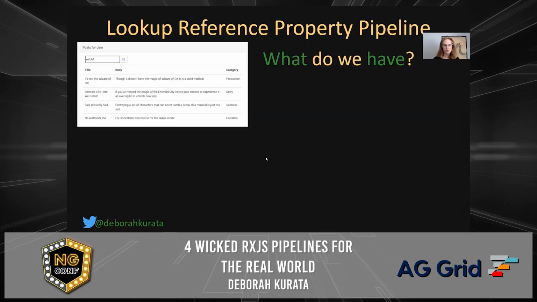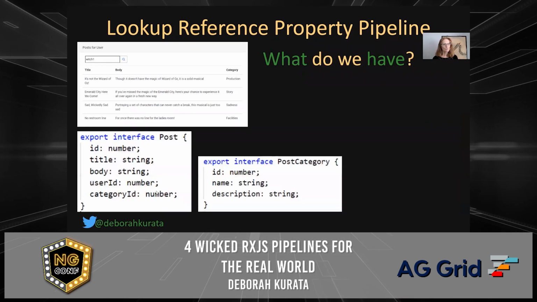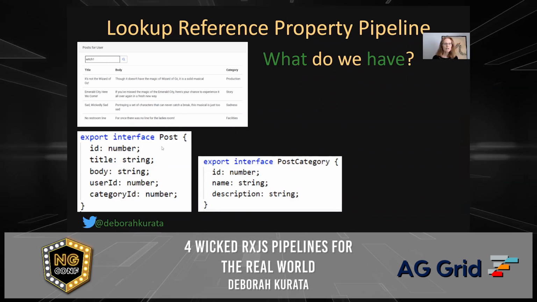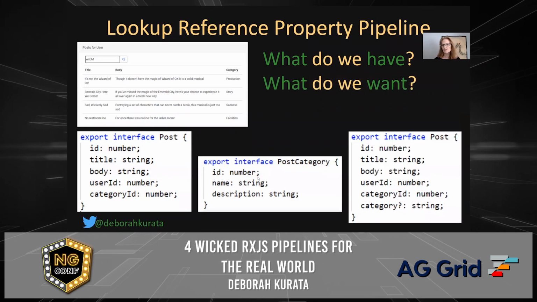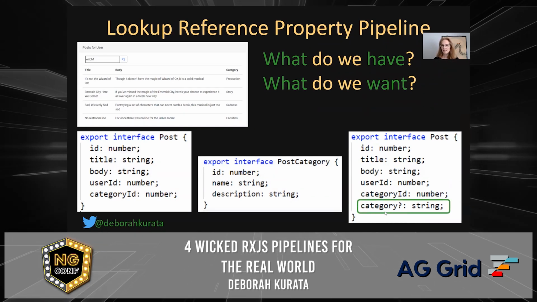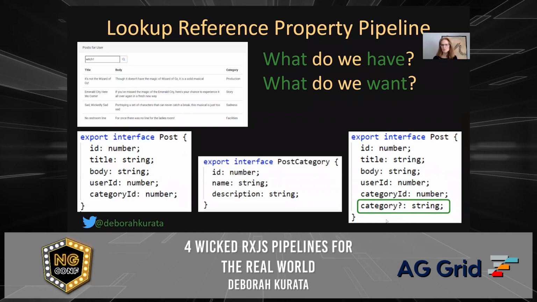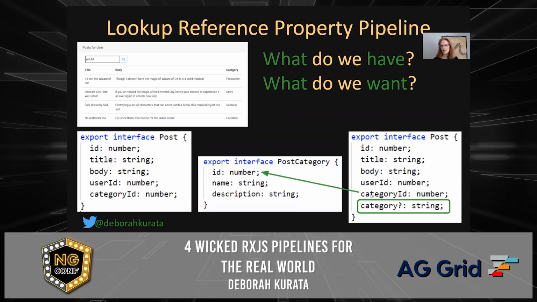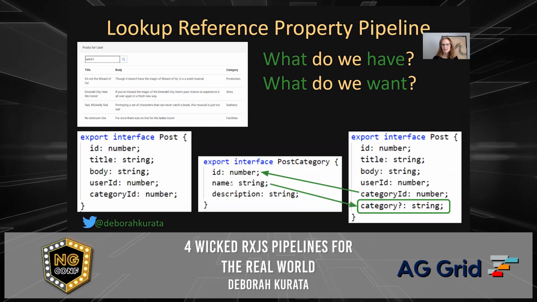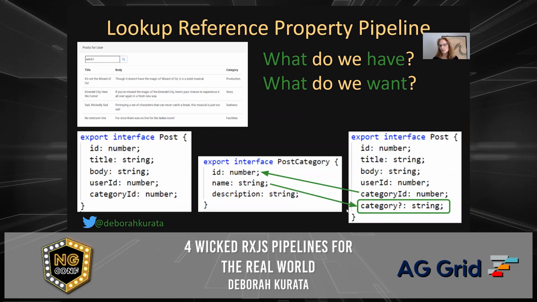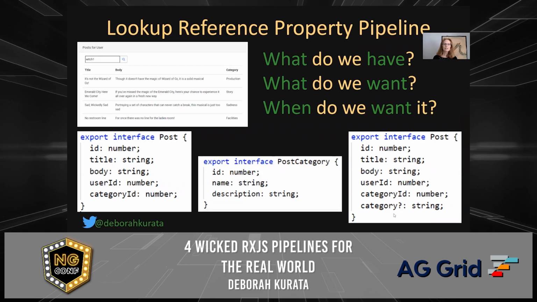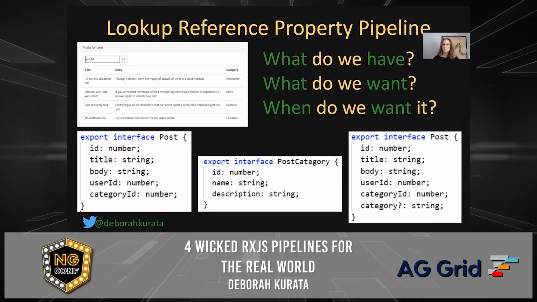So going back to our questions, what do we have? Well, we have our post, and presumably we could get our post categories. And so we have those two. What is it that we want? We want to add a category name down here as part of our posts. Then we want to be able to take our category ID, look it up in the post category, and then take the name and put it into our category name down here. When do we want to do that? Whenever we get this data. So we have two things.